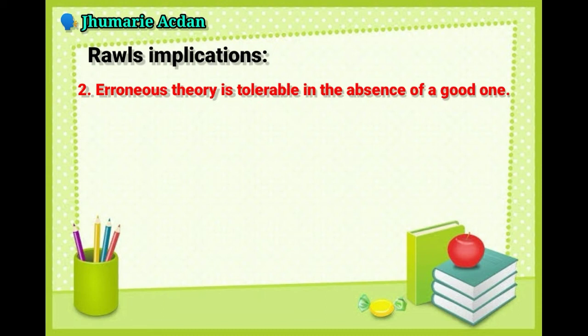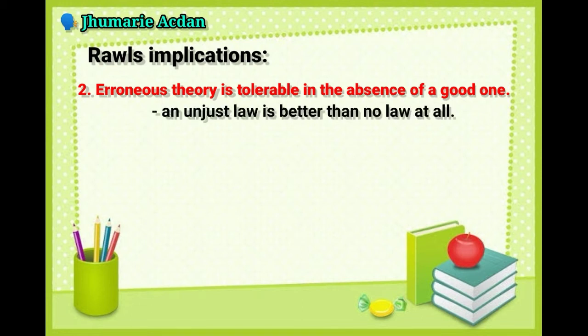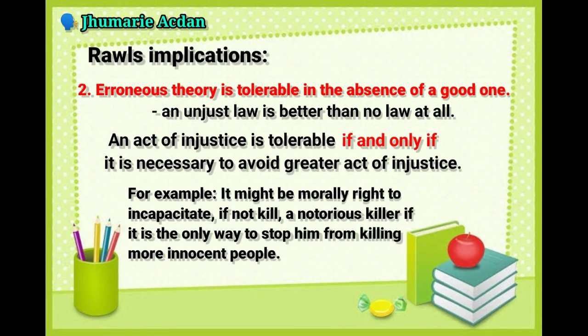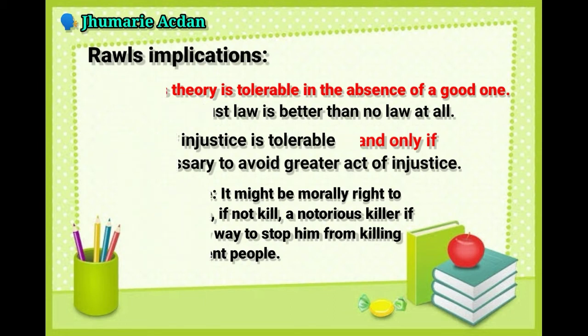The second implication for Rawls is that an erroneous theory is tolerable in the absence of a better one. Thus, Rawls believed that an unjust law is better than no law at all. In other words, an act of injustice is tolerable if and only if it is necessary to avoid a greater act of injustice. For example, it might be morally right to incapacitate or kill a notorious killer if it is the only way to stop him from killing more innocent people.